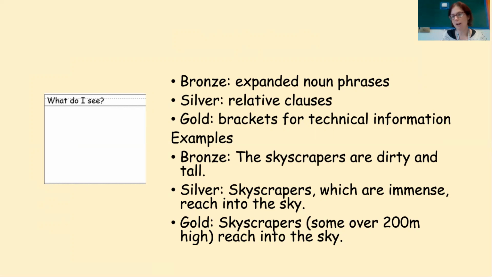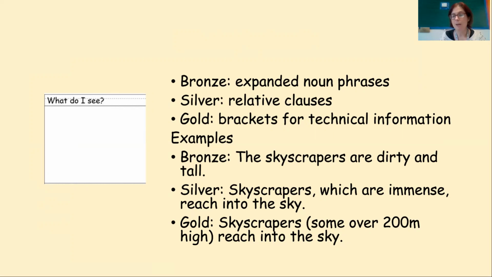Silver, skyscrapers, comma, which are immense, comma, reach into the sky. So we've got a relative clause there. And I've changed the word tall for immense because it's just more impressive. So we're trying to use better vocabulary. Okay, tall is fine, but it's not great. Okay, we want to engage our reader.